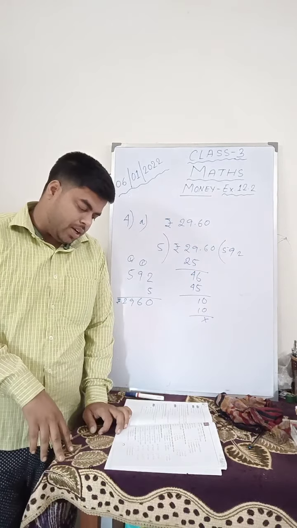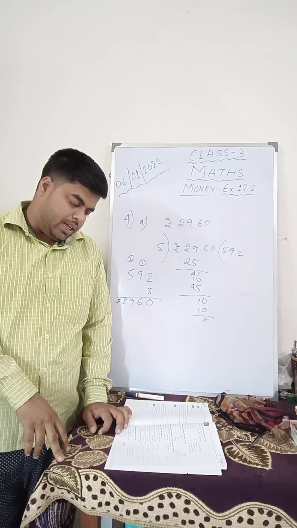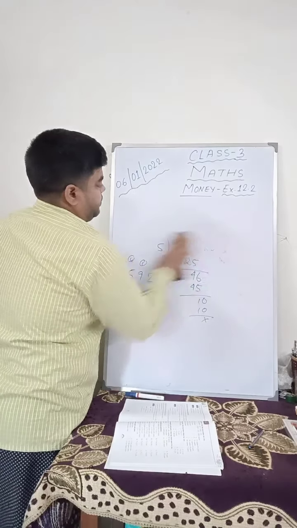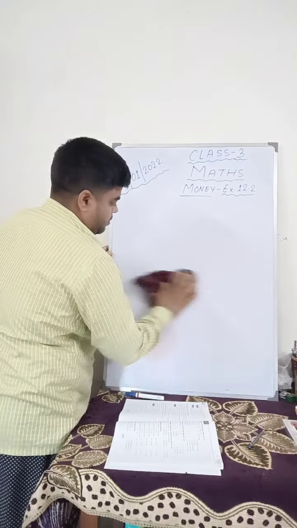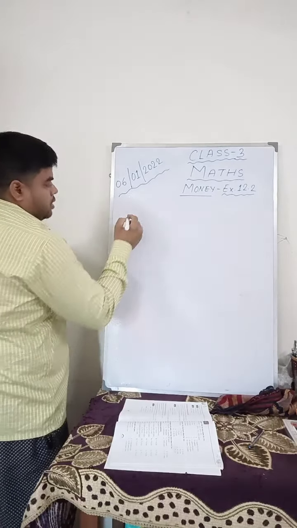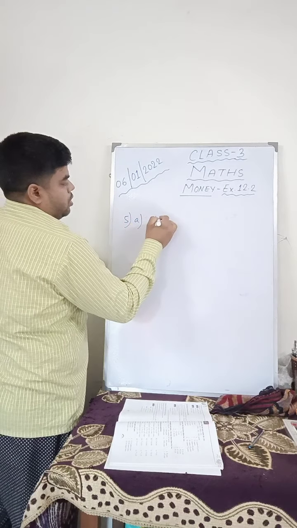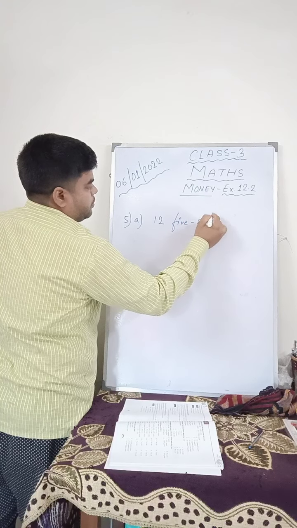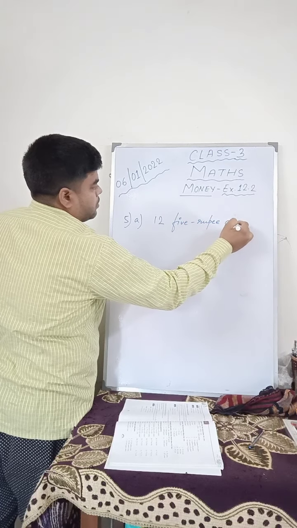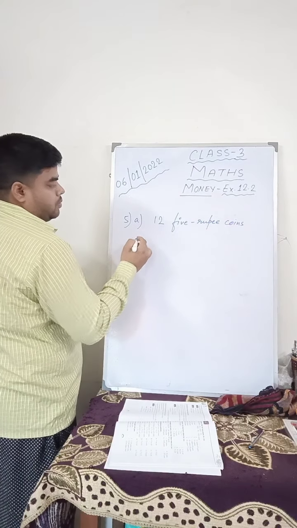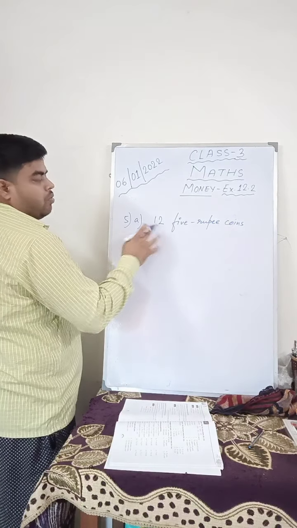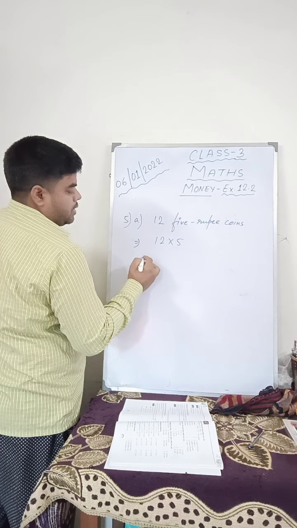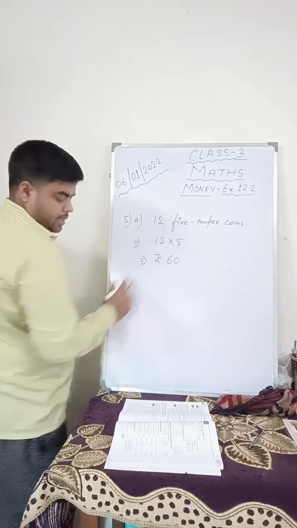Question number 5, they said convert into rupees and paisa: 12 5-rupee coins. There are 12 5-rupee coins. Suppose question number 5A, 12 5-rupee coins. So what will this be? 12 5-rupee coins, so 12 into 5, that is equal to rupees 60.